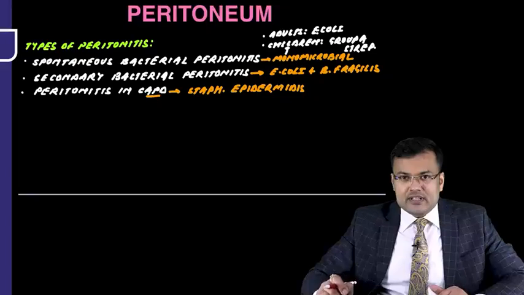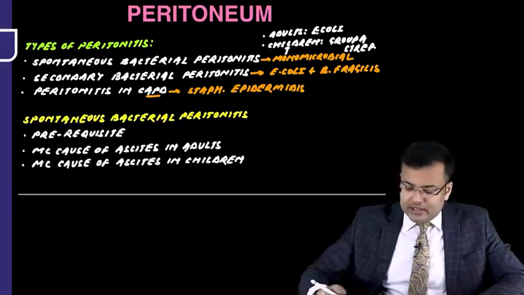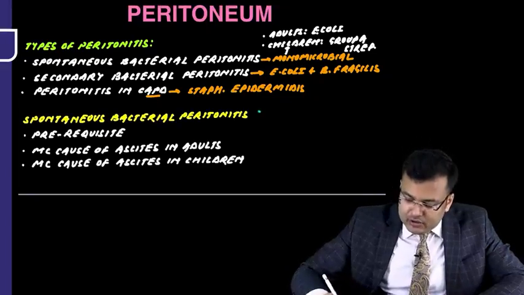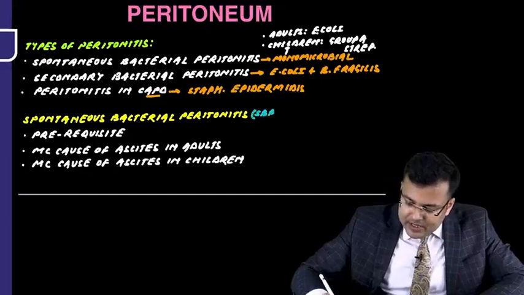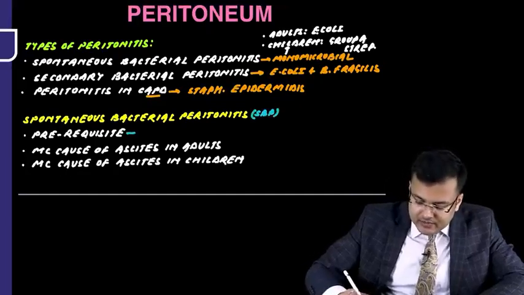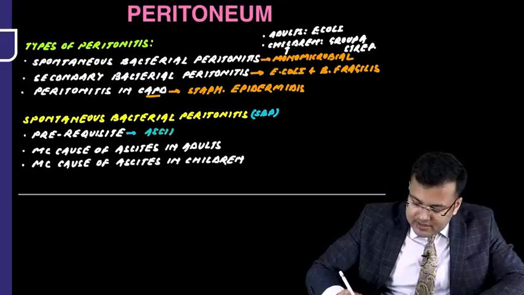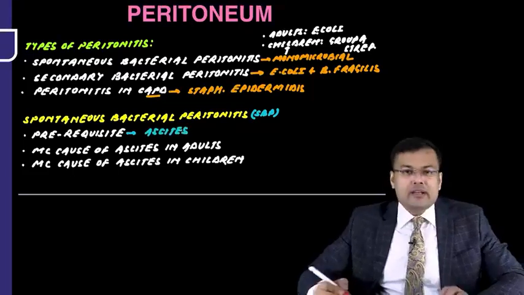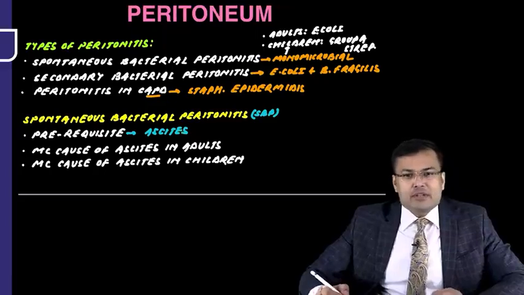We are going to discuss it in detail. Now, what is the prerequisite in spontaneous bacterial peritonitis, also known as SBP? The prerequisite of this condition is ascites. So the patient should have ascites, and there is spontaneous bacterial infection. What is the most common cause of ascites in adults?